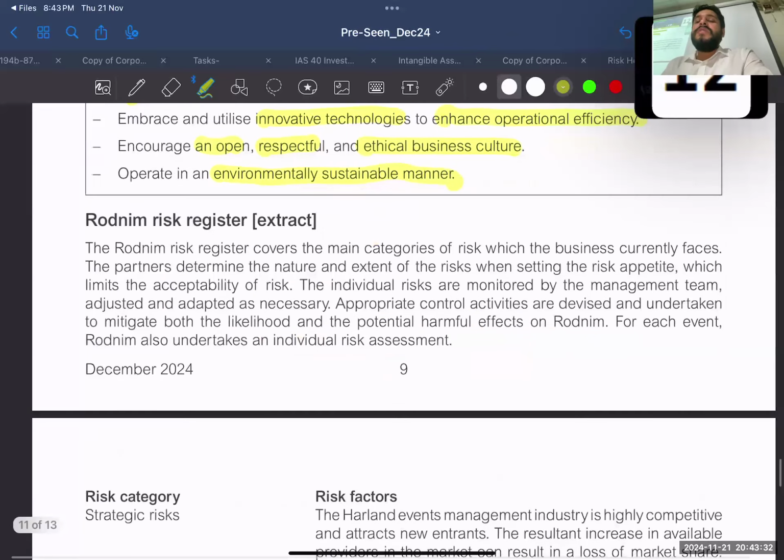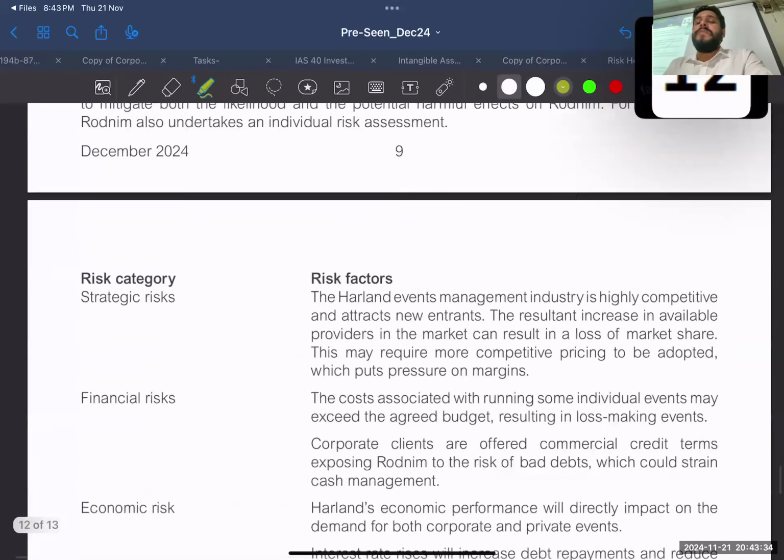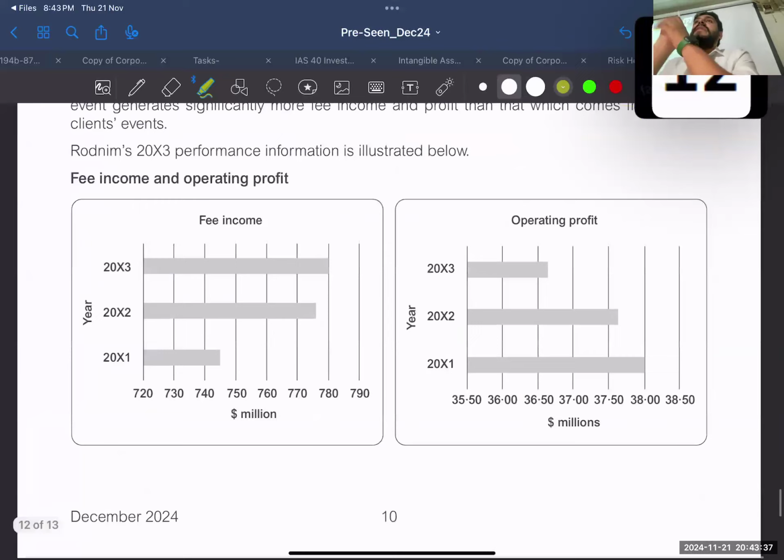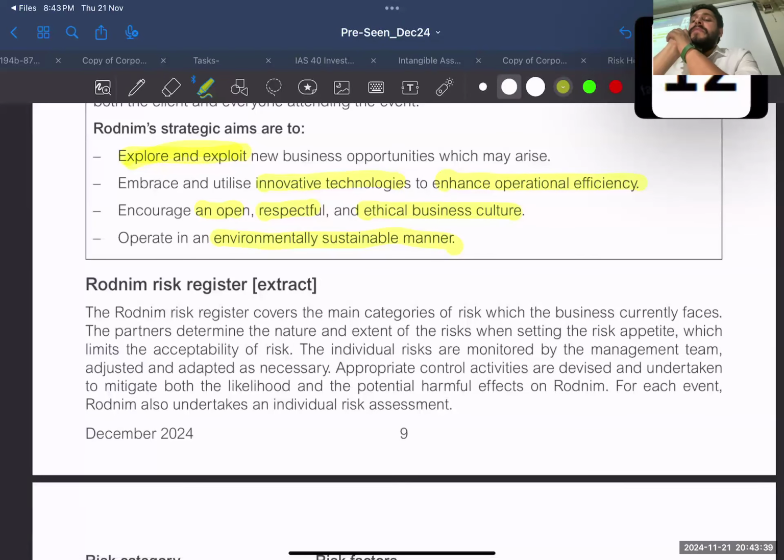Rotterdam risk register. So let's look at the risk register. We have been provided with the risk register as well. It says that the Rotterdam risk registers cover the main categories of risk which the business currently faces. The partners determine the nature and extent of the risk. So the nature and extent of the risk is being determined by the partner. Nature, extent, sir. TARA model. Impact, probability, sir. TARA model. The transfer, avoid, accept, reduce.